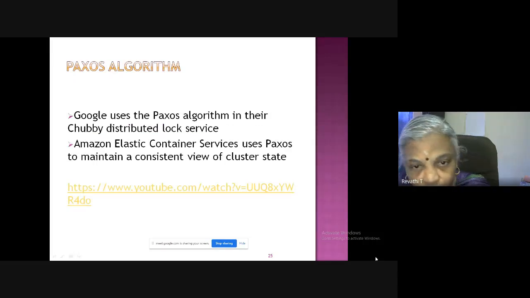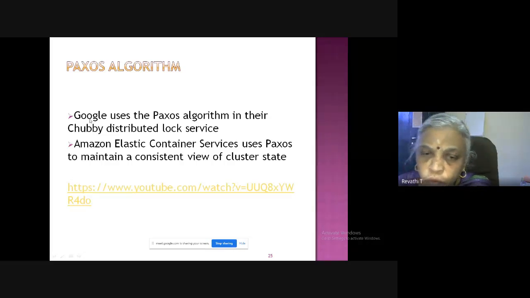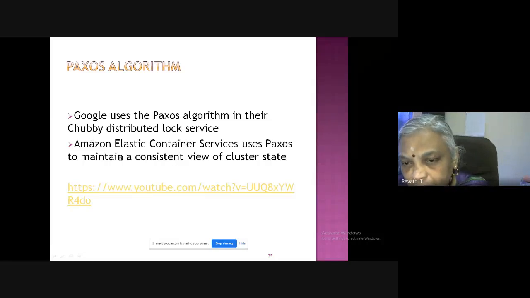So the next one is the Paxos algorithm, which is the oldest one. In the earlier days, for normal distributed systems, they were using it. For example, Google used this algorithm for their distributed lock service called Chubby. Similarly, Amazon Elastic Container Service uses this algorithm for maintaining cluster state.